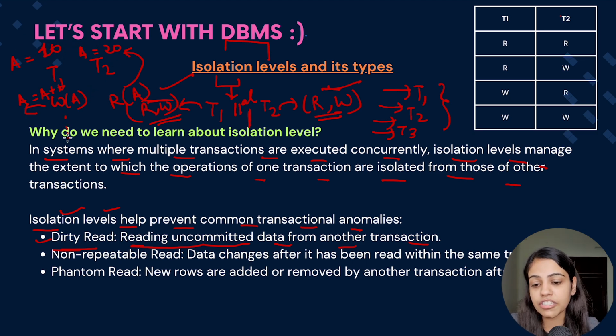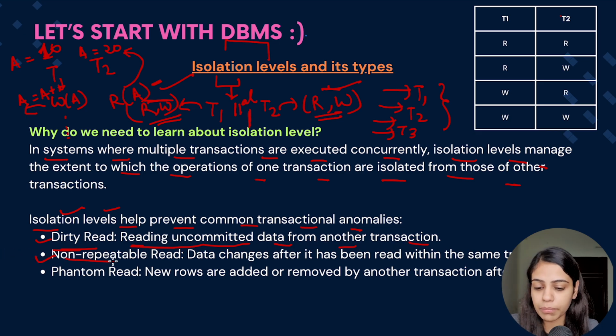And what if this transaction fails at some point? If the transaction fails, we do a rollback and then the A value would be updated back to 10, but here I have read the value of A as 20, so this becomes irrelevant. So that is why dirty read happens whenever we are reading any uncommitted data from another transaction.